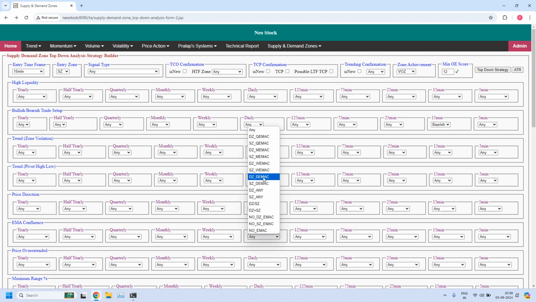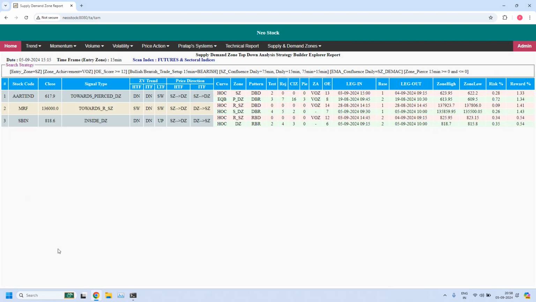So if the daily supply zone is having daily EMA confluence, because the entry zone is the supply zone, it is a high probability. 3 stocks are filtered. Out of 3, ignore the second one, because in a sideways trade setup EMA doesn't make any sense. But State Bank of India and Aarti Industries are good trade setups for including.